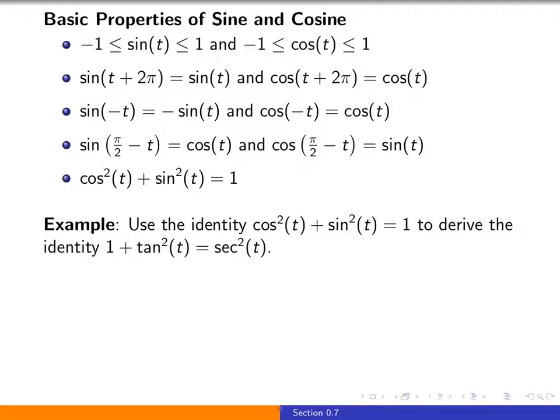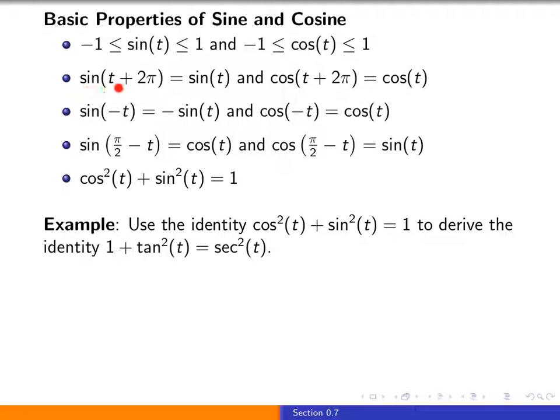In this video, we will investigate several basic properties of sine and cosine. The first of which is that the values of sine and the values of cosine are always greater than or equal to -1, less than or equal to 1. And if you go back to the previous video and look at how we've defined the trig functions in terms of the unit circle, you can see why it makes sense that their values always have to be between -1 and 1.